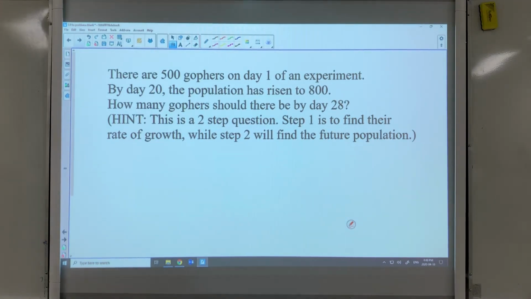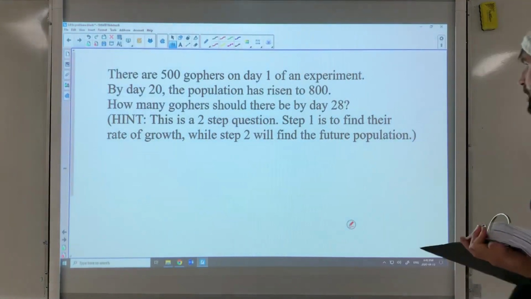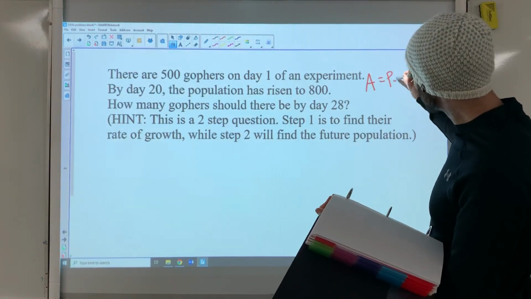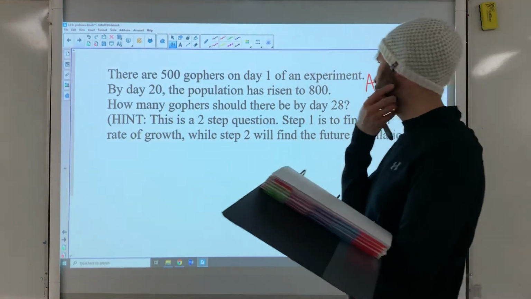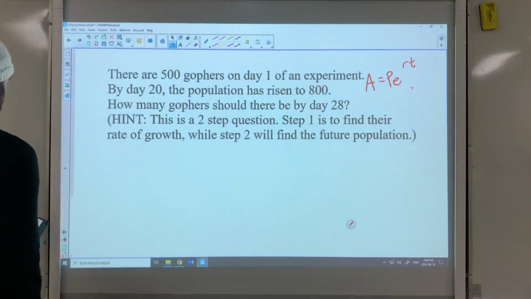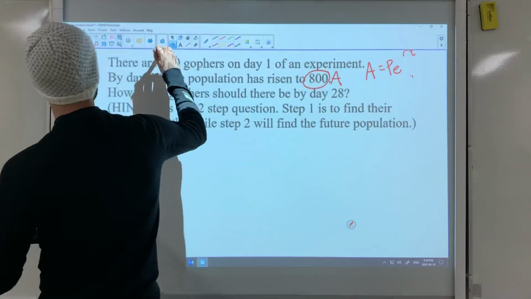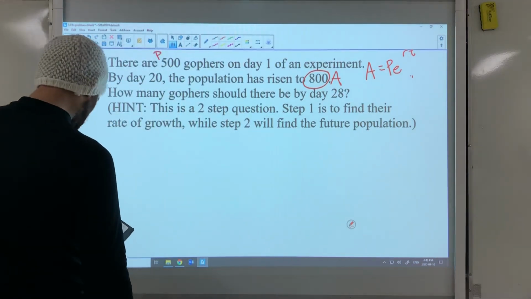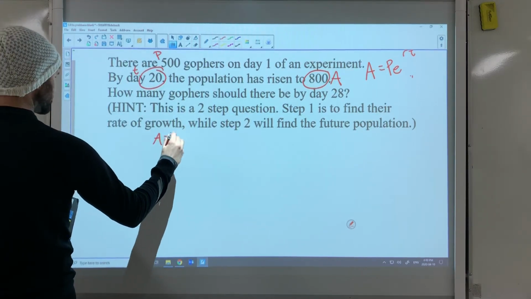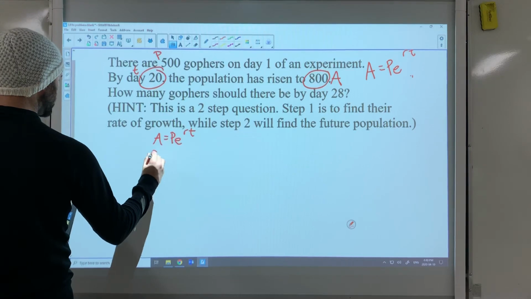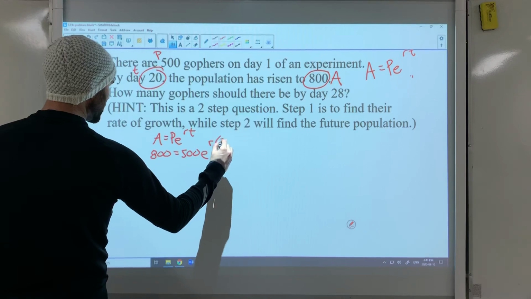So yeah, it's a 2-step question because you don't know the rate of growth. Okay, so the first step is find the rate of growth. And you're going to be using this formula. Anytime it has to do with bacteria, things that are living, this is generally the formula we use. So yeah, let's go ahead and do it. So we know that 800 is A. We started with 500. And we know that after 20 days, we got to 800. So this is time. So in this formula, pop in 800, 500 for P, and we don't know the rate, but we know that t is 20.